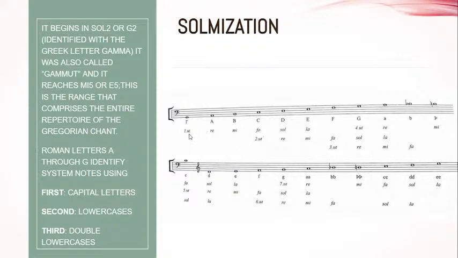Then you have the one called durum, which started on G. This is something called solmization, the solfege, in which you start on another note, on G, but at the same time you say ut, re, mi, fa, sol, la. But the notes are not going to be do, re, mi, fa, sol, la. They're going to be G, A, B, C, D, E. You will be seeing notes that they're not.